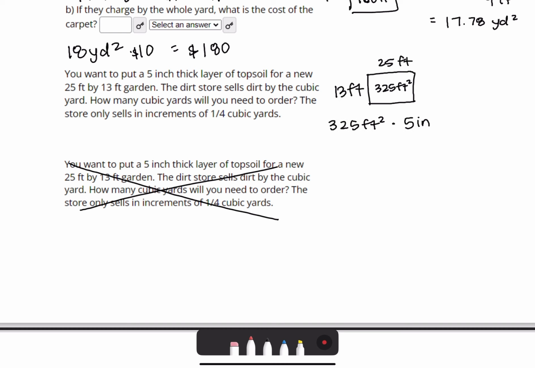But if we have square feet and inches, we could multiply the units together, but we just get square feet inches, which doesn't help us. So we're going to convert inches into feet. And we know the unit conversion for that is that 1 foot is 12 inches.